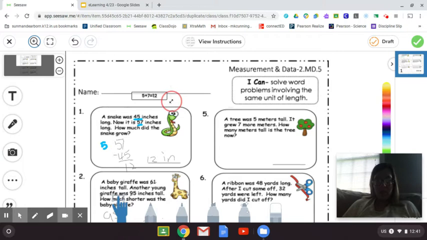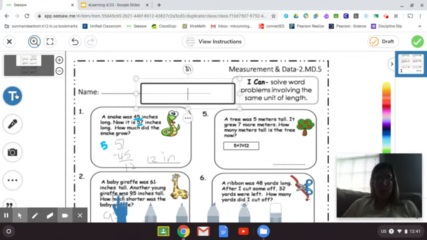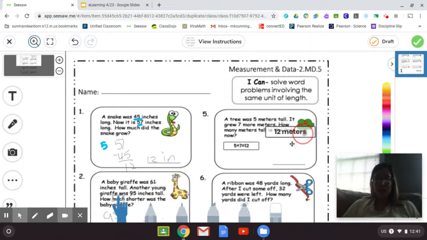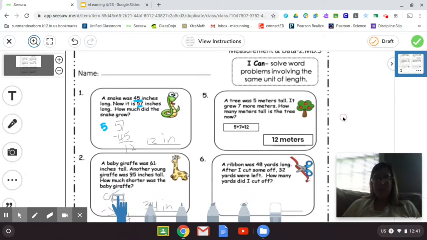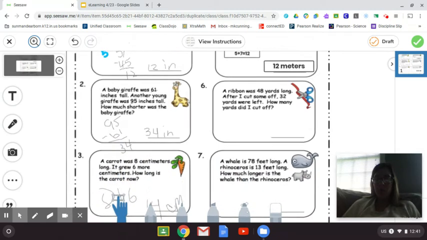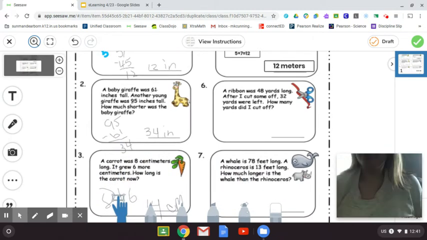So let's make that smaller though. So now I'm going to do another text box, and I'm going to write 12 meters in this text box. Because you guys know you can do it different ways, and it's a lot easier to type than it is to write it all out. Okay? 12 meters.